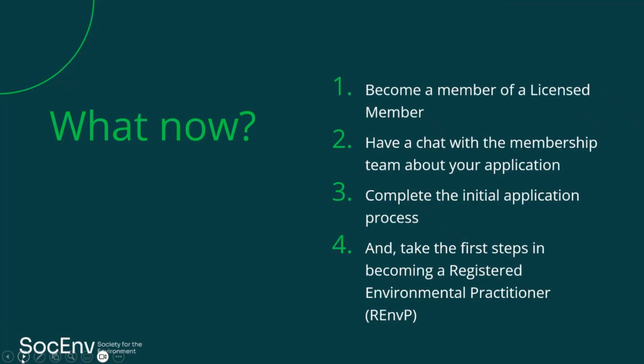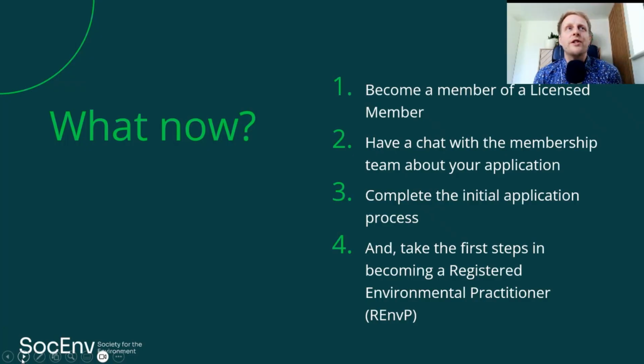Thank you very much, Tom. Thank you very much, Jeff. So what now? Well, the first thing to do, as Jeff rightly mentioned, was to become a member of one of our licensed members, have a chat with that licensed member, with the membership team, tell them that you're interested in becoming a registered environmental practitioner, and they should be able to give you some guidance in terms of the next steps through their pathway.